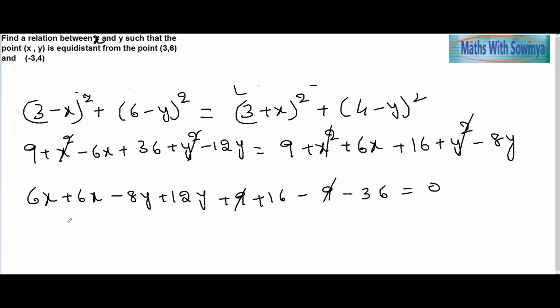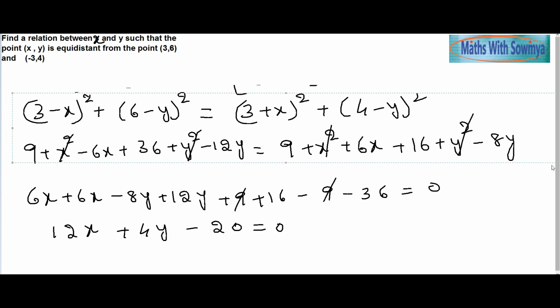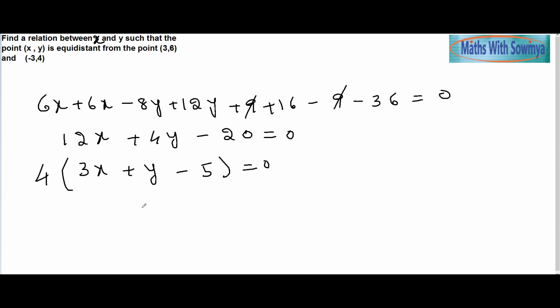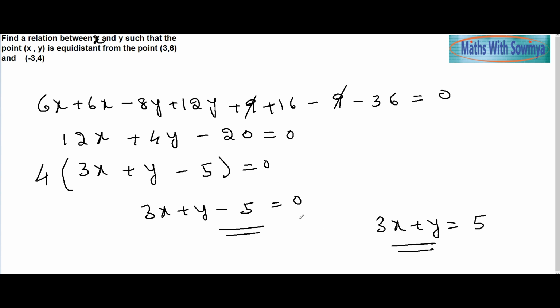So these two will go here. This will give me 12x plus 4y minus 20 is equal to 0. Now take the common factor here. 4 can be taken common: 4 times (3x plus y minus 5) is equal to 0. So 3x plus y minus 5 is equal to 0. That is the relation; you can leave it, or even say 3x plus y is equal to 5. You can leave it at either answer, so both are correct.